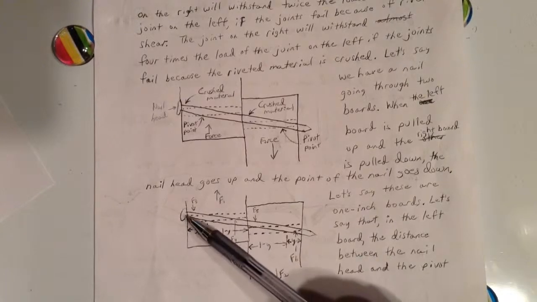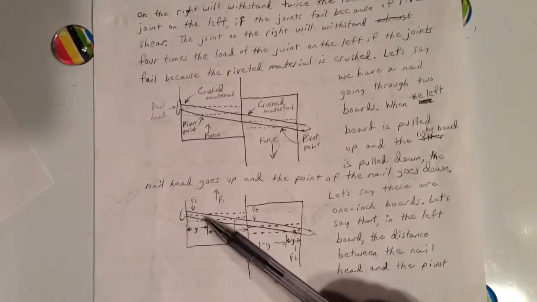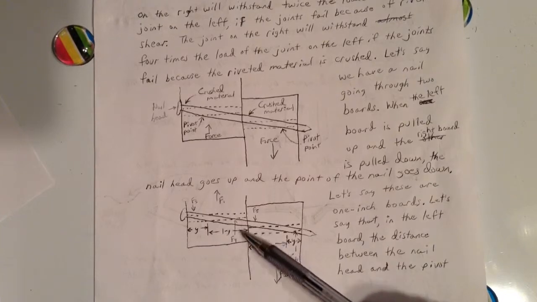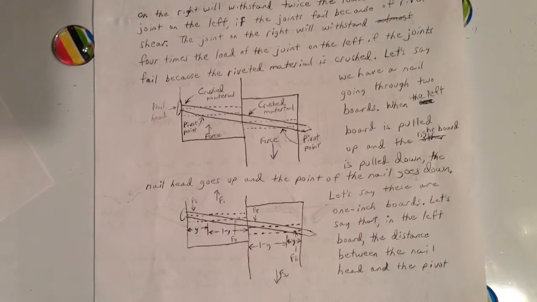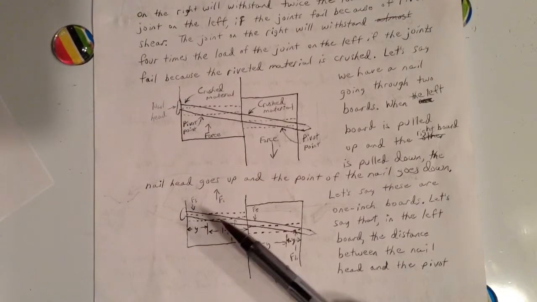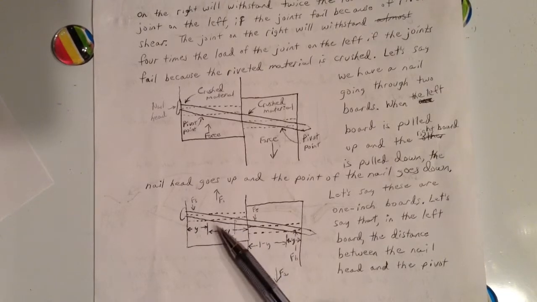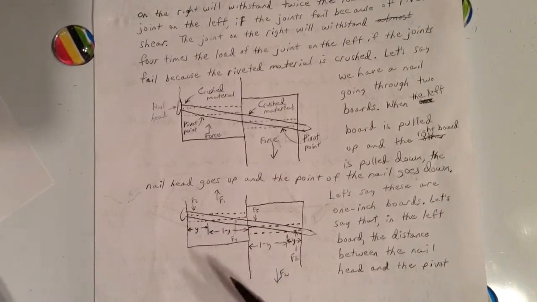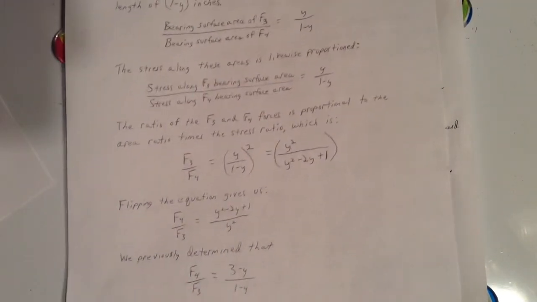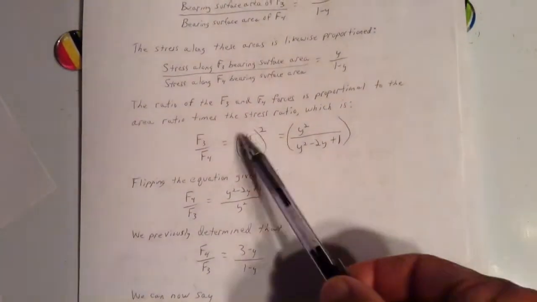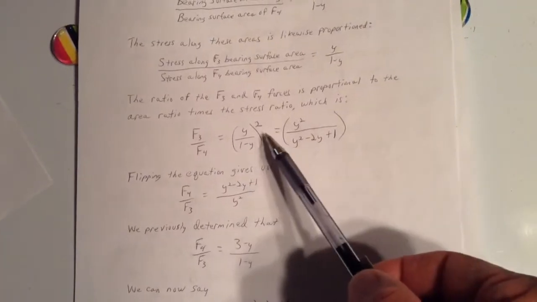by 1 minus y, because this wood is being pushed up proportional to y, because there's a pivot point. It's not pushed up at all there. And this wood is being pushed down proportional to 1 minus y. So the force ratio of F3 to F4 is going to be the bearing surface area ratio times the stress ratio, which is going to be y over 1 minus y times y over 1 minus y again. Therefore, F3 over F4 is y divided by 1 minus y, all that in parentheses squared.